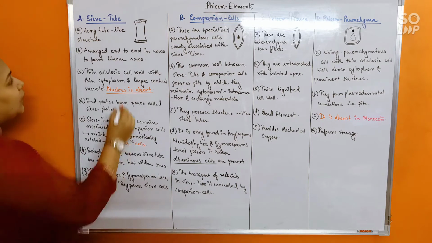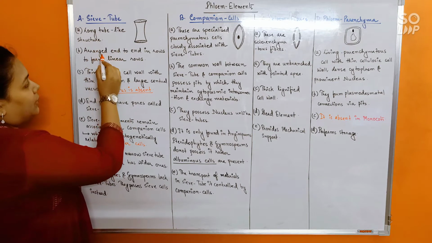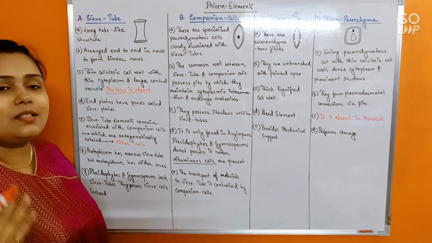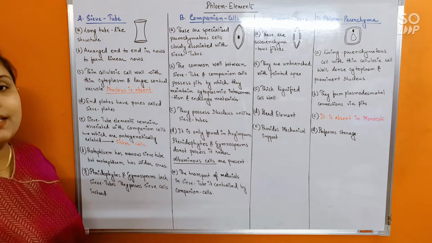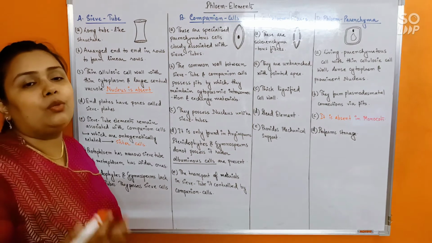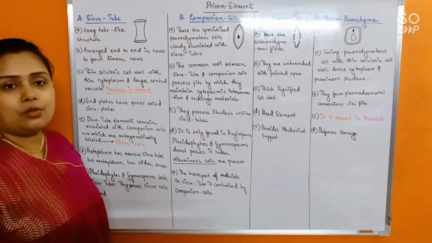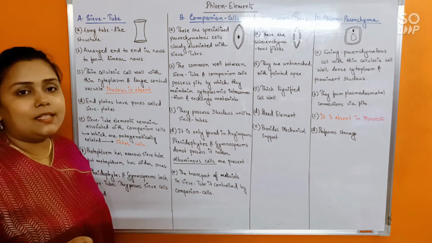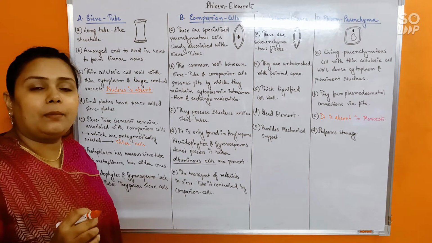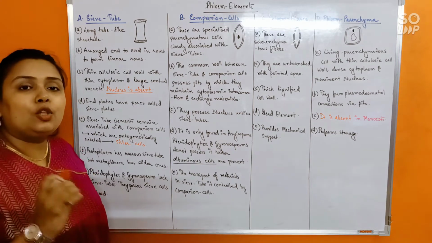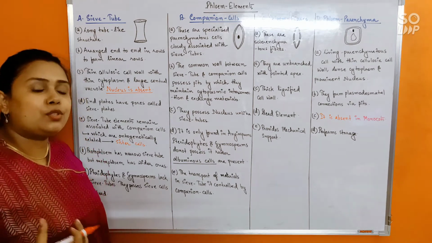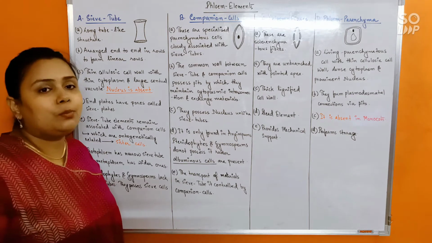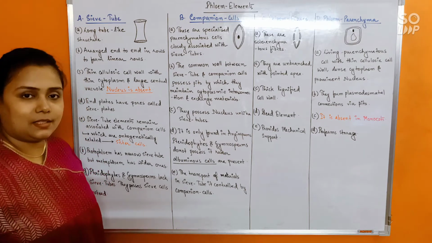Now, the sieve tubes will remain arranged end to end in rows to form long channels. This is just like tracheids or vessels. They are going to join with one another, and that's how they are going to make longer channels. Again, sieve tubes, just like the vessels, are not a single cell, rather they are made up of cellular fusion. And those cells which fuse together to form sieve tubes are called sieve tube members or sieve tube elements. So same like vessels, fine.